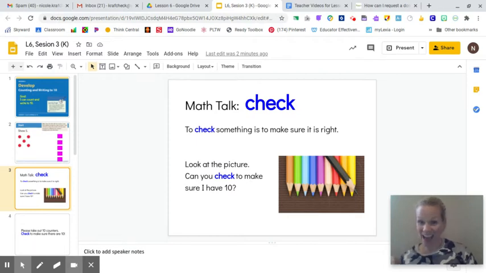All right, did you check? Are there 10 there? I want you to watch me check, okay? So I see 1, 2, 3, 4, 5, 6, 7, 8, 9, and this black one here makes 10. I just checked and there were 10 colored pencils. Okay, so if you hear me use that word, check, that means see if it's right.